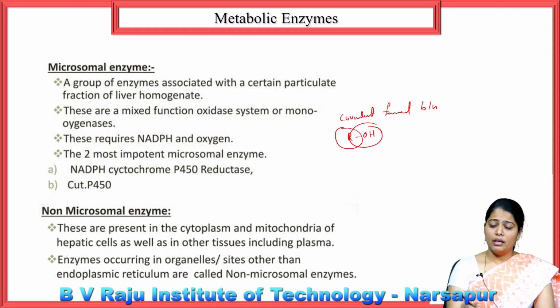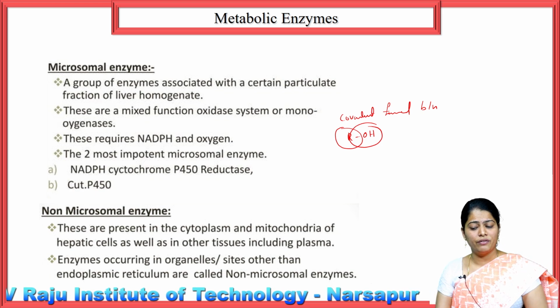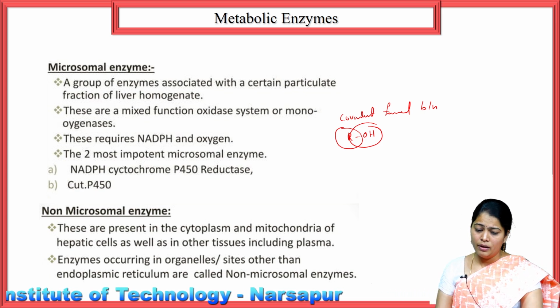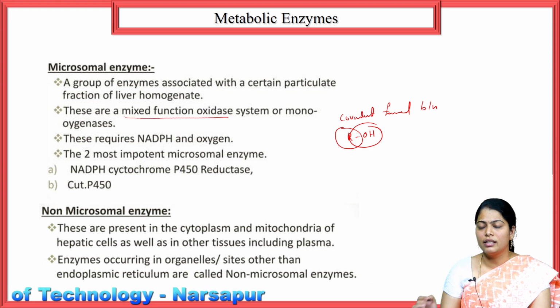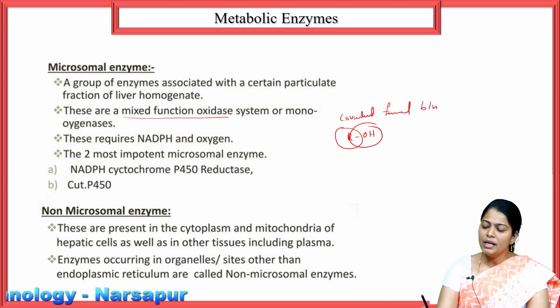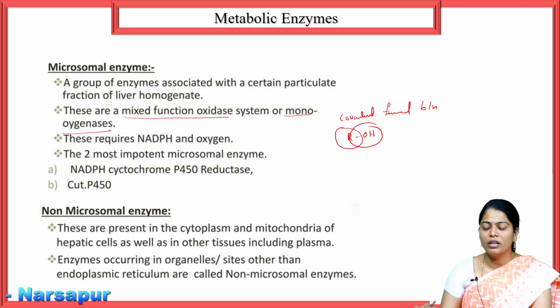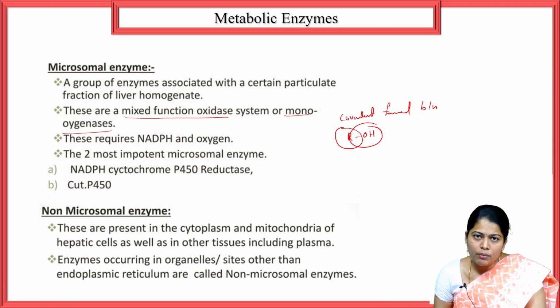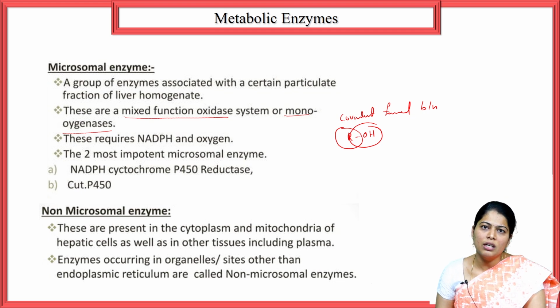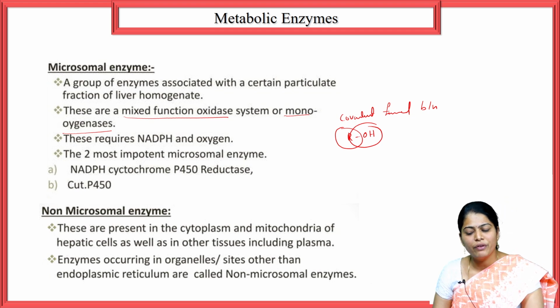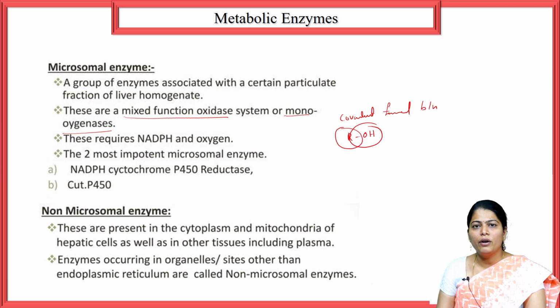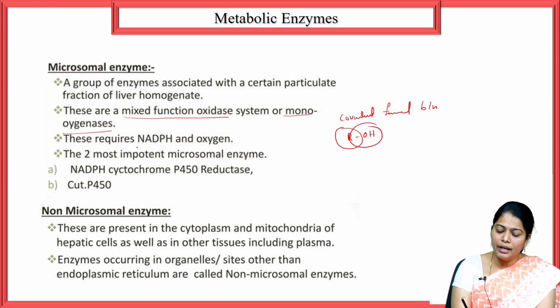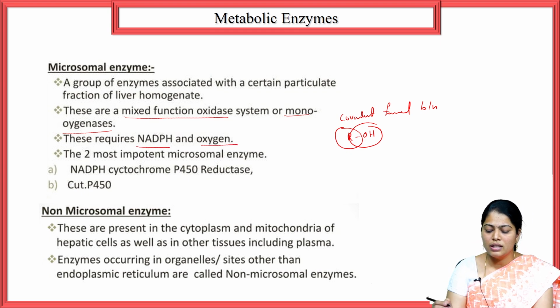See here, microsomal enzymes are a group of enzymes associated with a certain particulate fraction of the liver. These are mixed function oxidases. We already discussed in the last slide the mixed function oxidases and monooxygenases. Why do we call them mixed function oxidases and monooxygenases? By taking one oxygen atom from the molecular oxygen, that's why we call them monooxygenases. It performs multiple functions in one reaction, that's why we call them mixed function oxidases. For these reactions we need NADPH and oxygen.